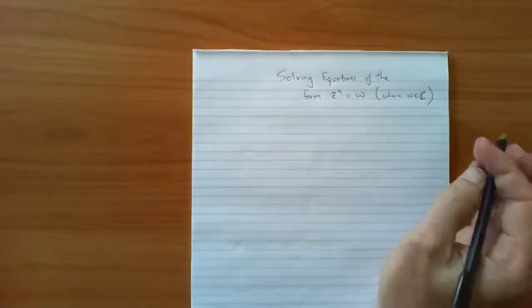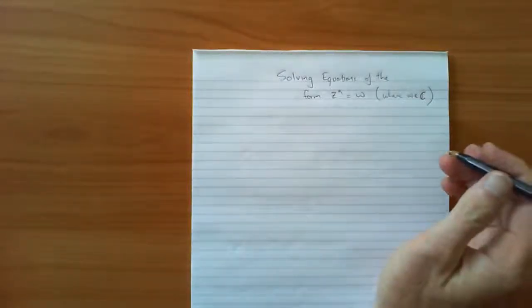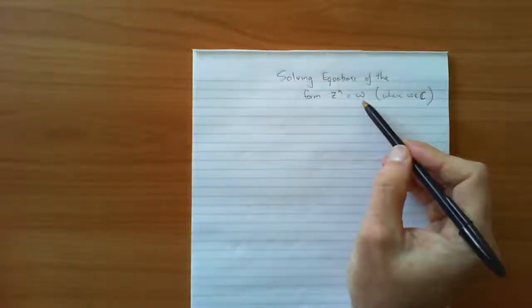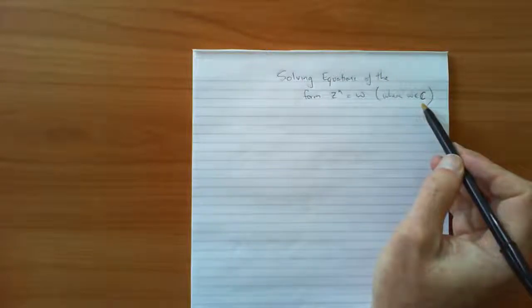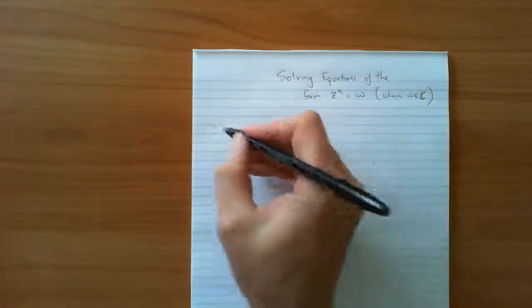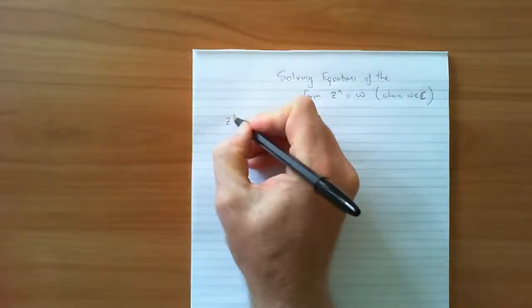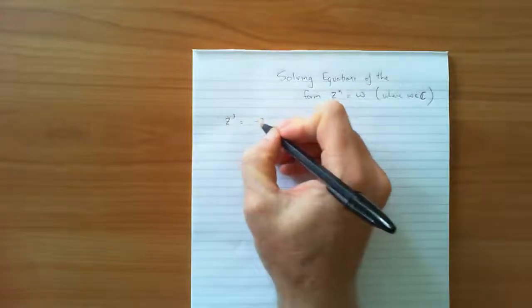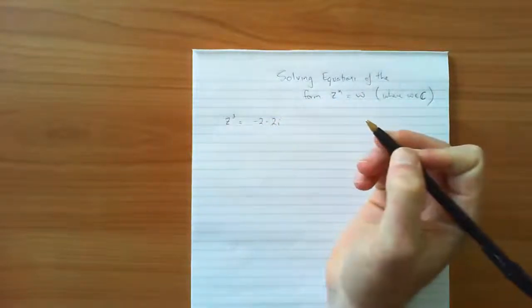Alright, in this lesson we're going to be learning how to solve equations of the form z to the n equals w, where w is a complex number. As an example, where we're heading, we need to be able to solve something like z cubed equals negative 2 take away 2i.